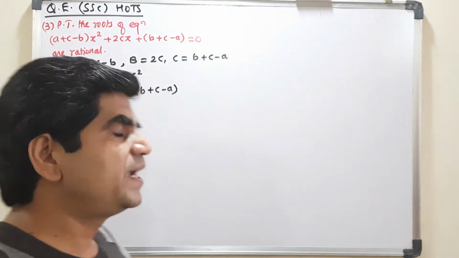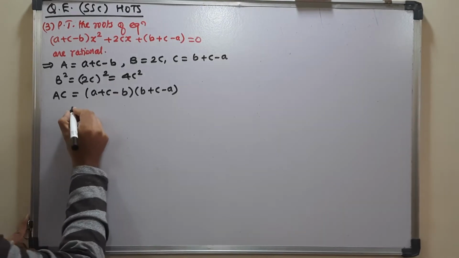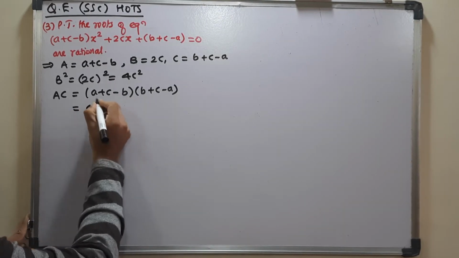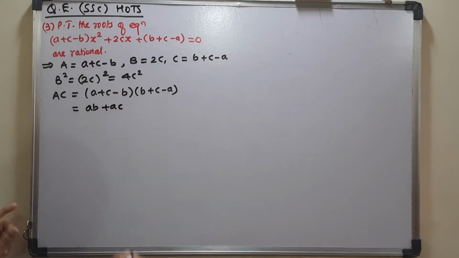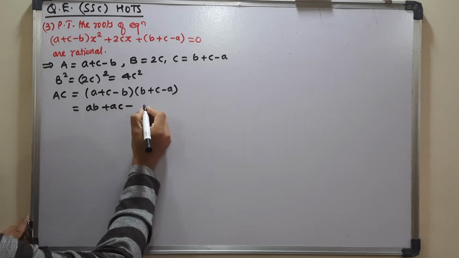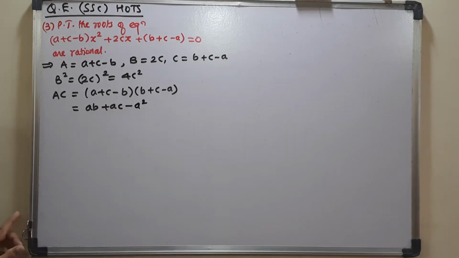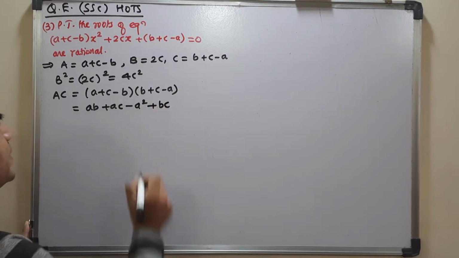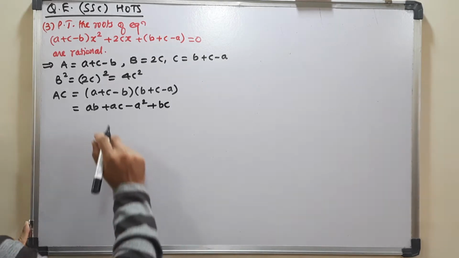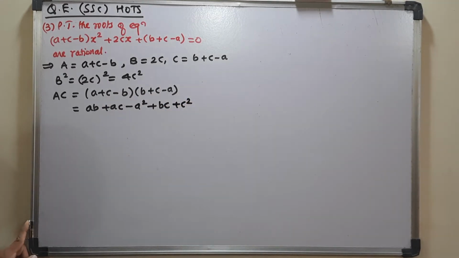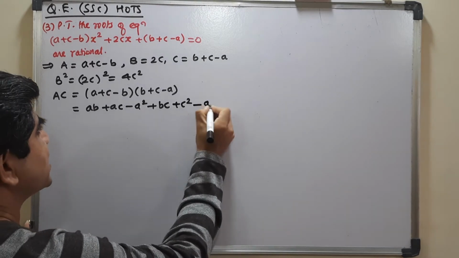So when I multiply this, what I get is, here it is AB plus AC minus A square. Agreed? Plus BC plus C square minus AC.